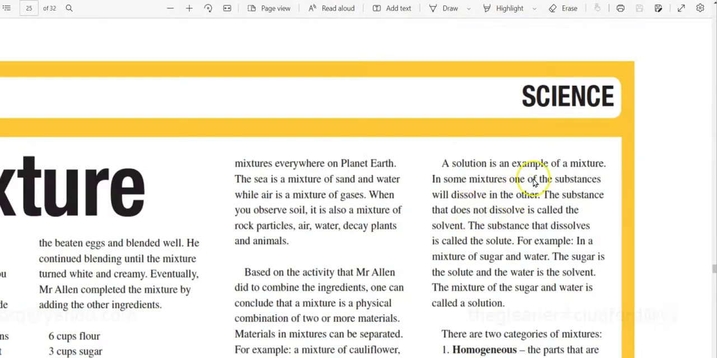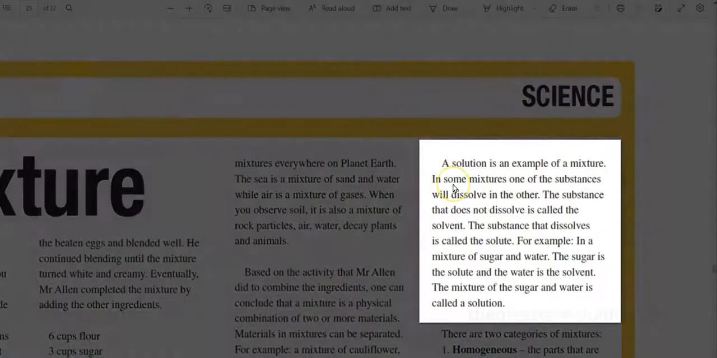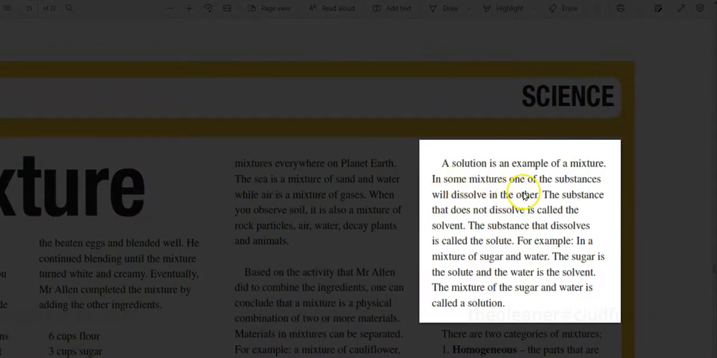A solution is an example of a mixture. In some mixtures, one of the substances will dissolve in the other. The substance that does not dissolve is the solvent. The substance that dissolves is called the solute. For example, in a mixture of sugar and water, the sugar is the solute and the water is the solvent. The mixture of sugar and water is called a solution.